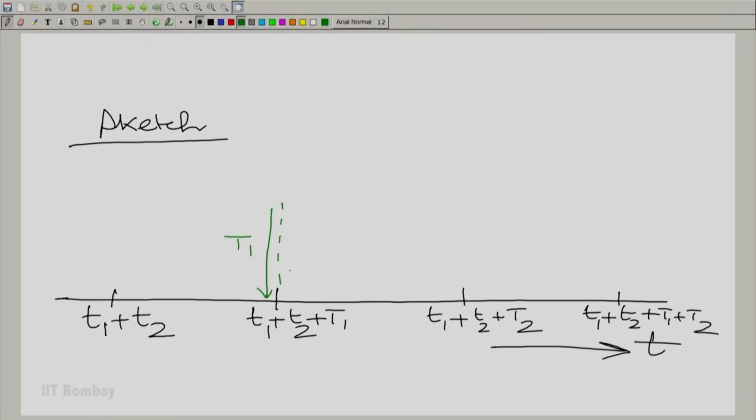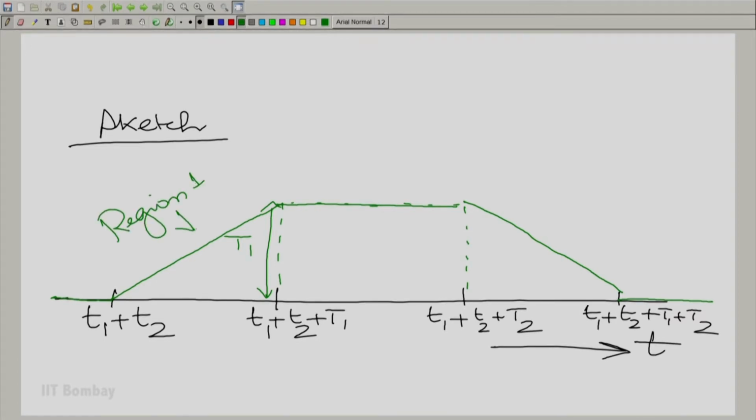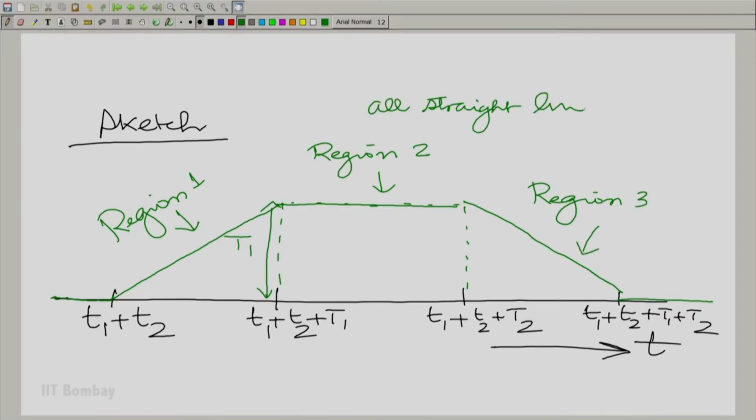In this region, the convolution takes the value capital T1, a rising line here and a falling line there, 0 beyond here and 0 before here. Region 1, region 2, region 3, all straight lines, 0 here and 0 here.